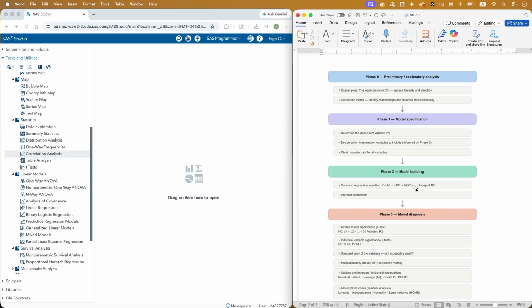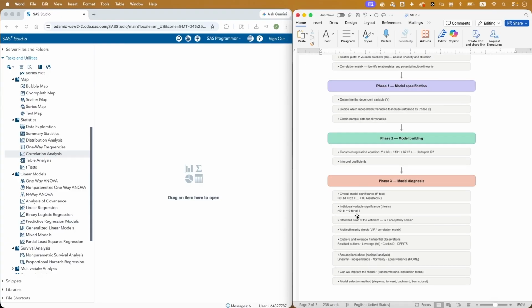So after we build the model, we are going to interpret the R squared. I'm going to speak about this, which is what is the variation of Y that is explained by the model. Also, we are going to interpret the coefficients, the B's: B naught, B1, B2, because these have meanings. After doing that, we are going to conduct the most important stage or phase, which is the model diagnosis. We're going to test some of the theories.